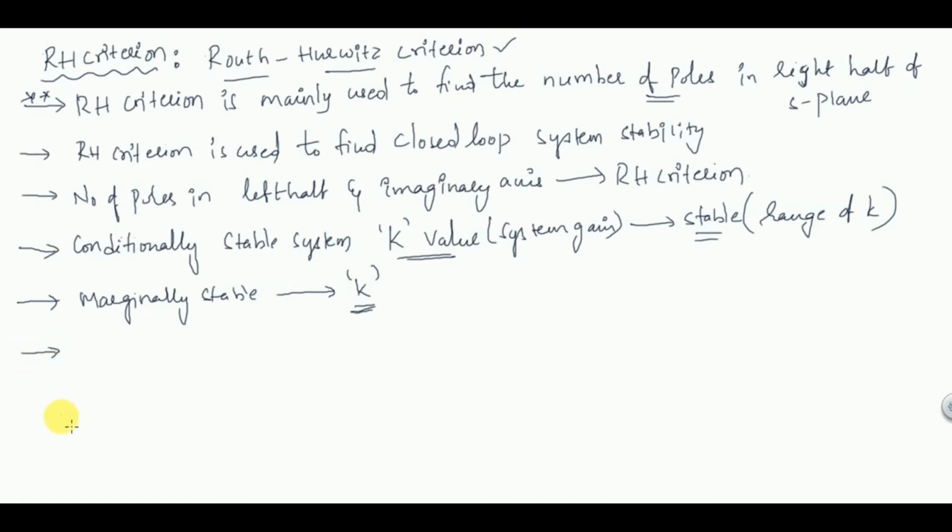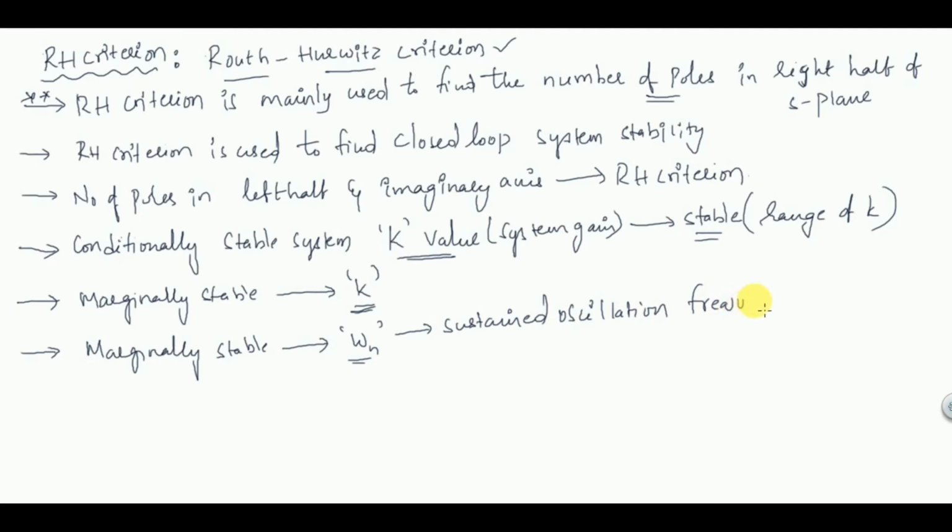And if the system is marginally stable, we can also find the omega n value. Since we have constant amplitude and frequency of oscillations, we can find the sustained oscillation frequency also from RH criterion.